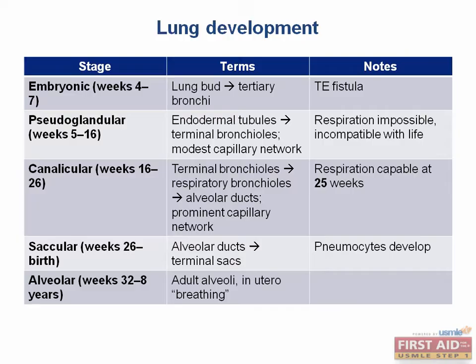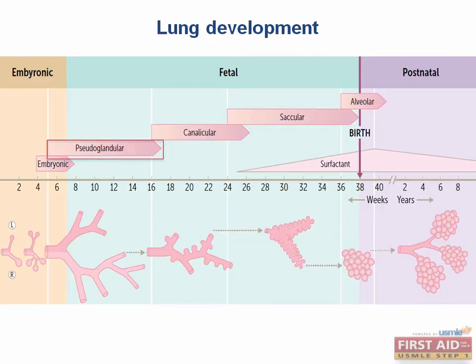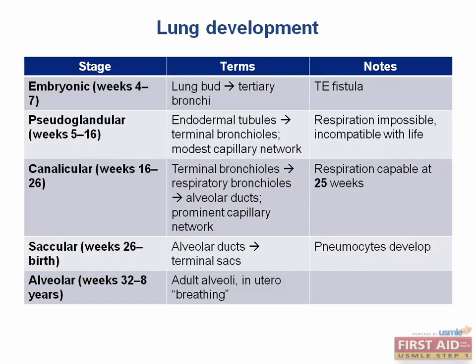The next stage is the pseudoglandular stage. This stage occurs from week 5 through week 16 of development. Here, the terminal bronchioles are formed from the endodermal tubules. We also see the beginnings of the pulmonary capillary network. At this stage, respiration is still impossible and thus the fetus would be non-viable at this point.